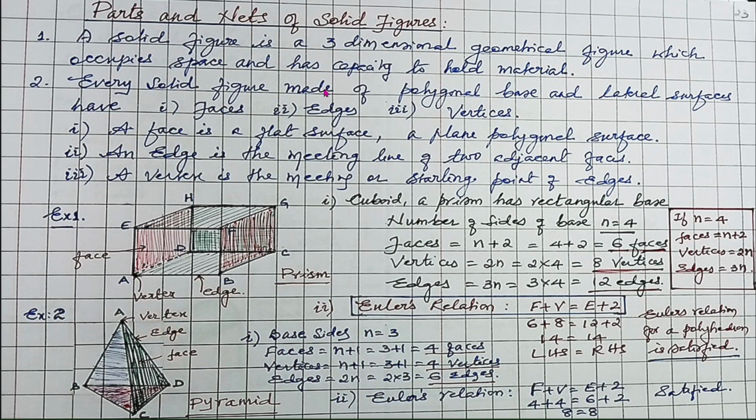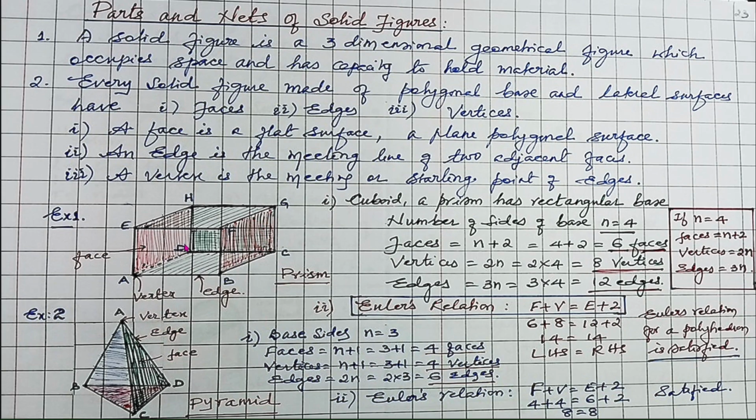Now, every solid figure is made up of a polygonal base and the plane lateral surfaces. That means a solid figure has three very important parts. They are the faces, the edges, and the vertices. Now, what is a face? A face is a flat surface, a plane polygonal surface.